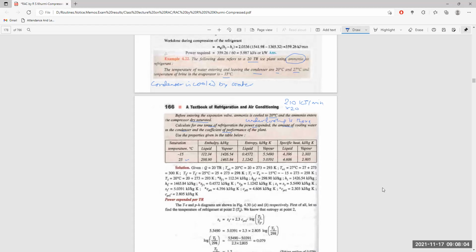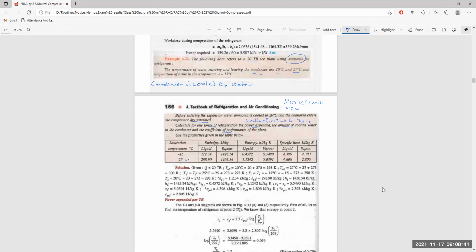What is given here? The enthalpy of liquid and vapor, entropy of liquid and vapor, lower and higher temperature, and specific heat of both liquid brine at different temperature and ammonia vapor at different temperature itself. So tonnage is given as 20 ton, that is to be multiplied by 210 kilojoule per kg. Temperature of the water is 20 degrees centigrade at the inlet of the water.